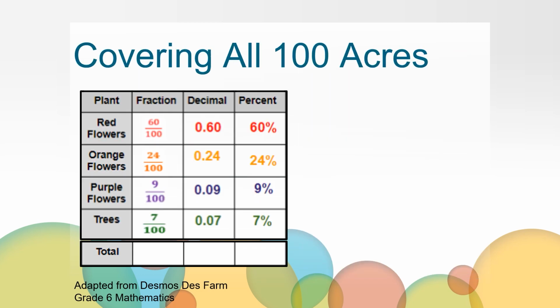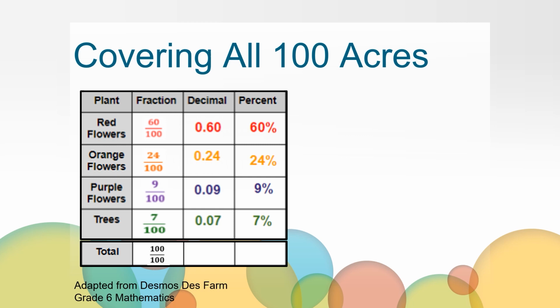If we named each portion of the farm correctly, we would use all 100 acres of land. Let's find the sum of our fractions to make sure the sum adds to exactly one whole. If it does, we know we have correctly named all of the parts. I notice that all of these fractions have 100 in the denominator, so if it adds to 100 100ths, I've accounted for the entire plant farm. So I can add 60 plus 24 plus 9 plus 7, and I can see that my sum would be 100 hundredths.